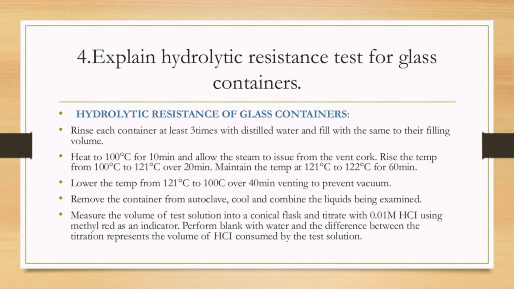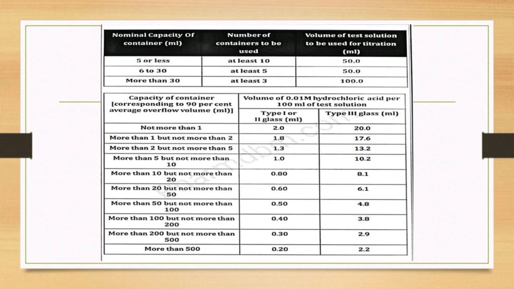Lower the temperature from 121 degrees Celsius to 100 degrees Celsius over 40 minutes, venting to prevent the vacuum. Remove the container from the autoclave, cool, and combine the liquid being examined. Then measure the volume of the test solution into the conical flask and titrate with the 0.01 molar HCl using methyl red as an indicator. Perform a blank with the water and the difference between the titrations represents the volume of HCl consumed by the test solution. So here the table is referred by that.